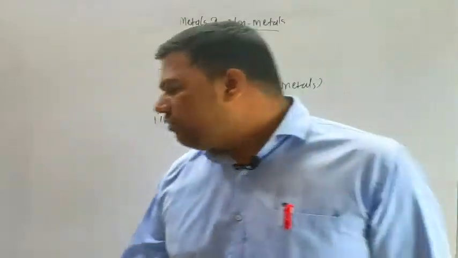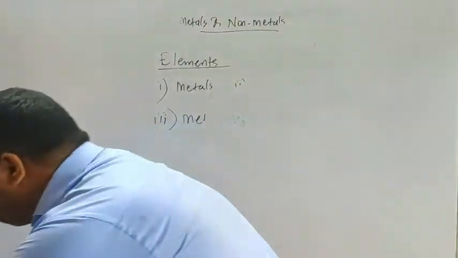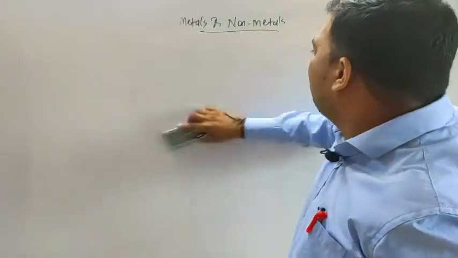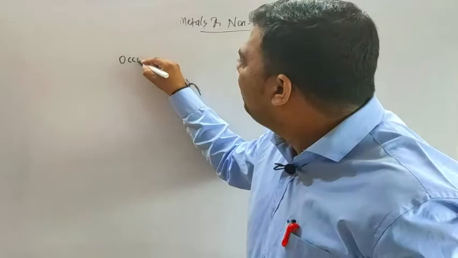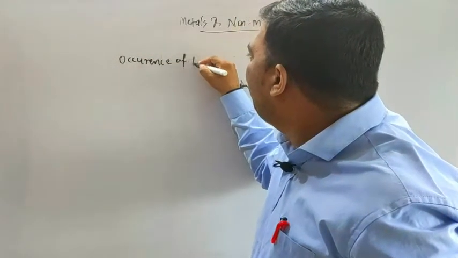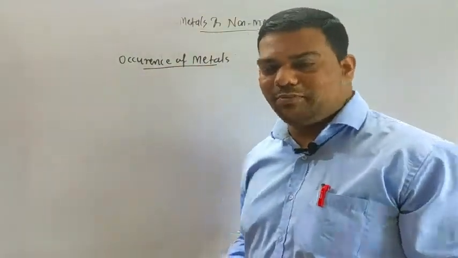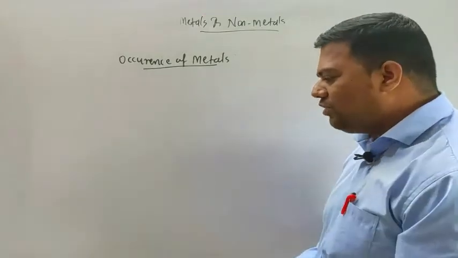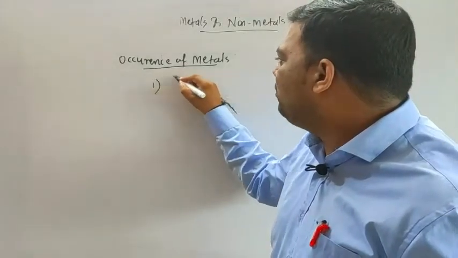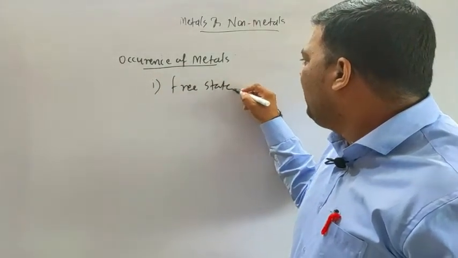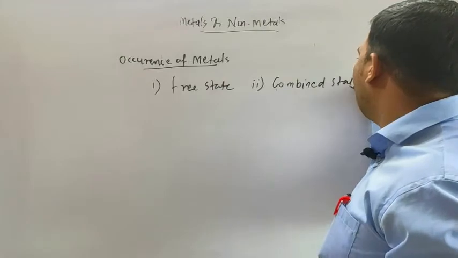Now we are going to start our next point, that is the occurrence of metals. Occurrence is very important. Metals are found mainly in two states: free state and combined state.